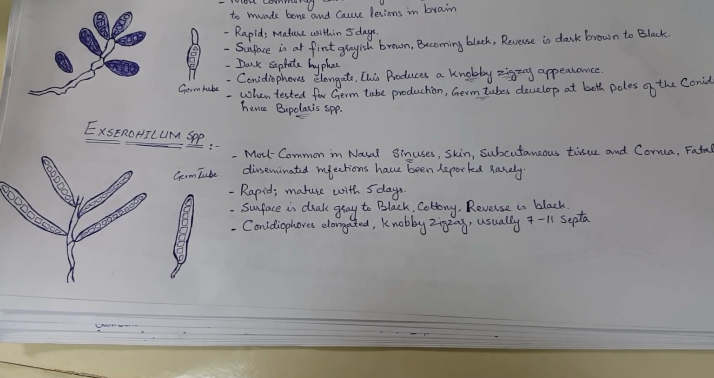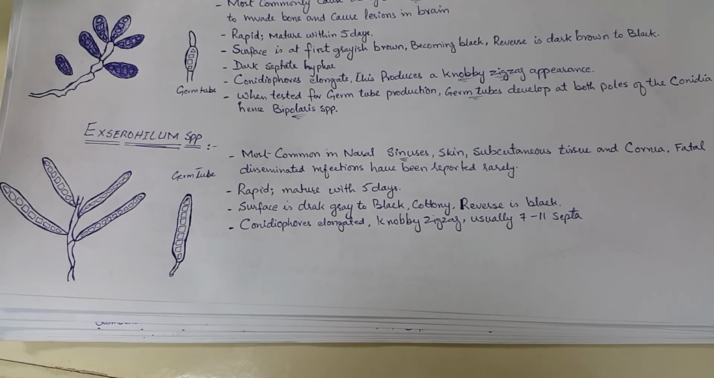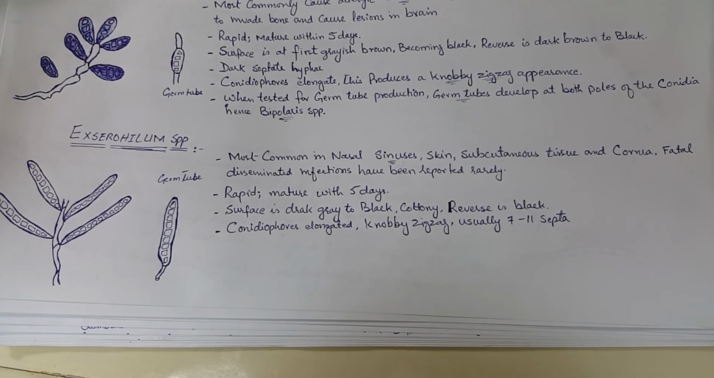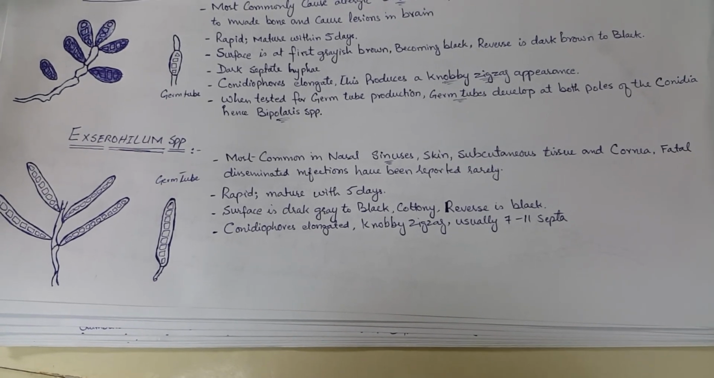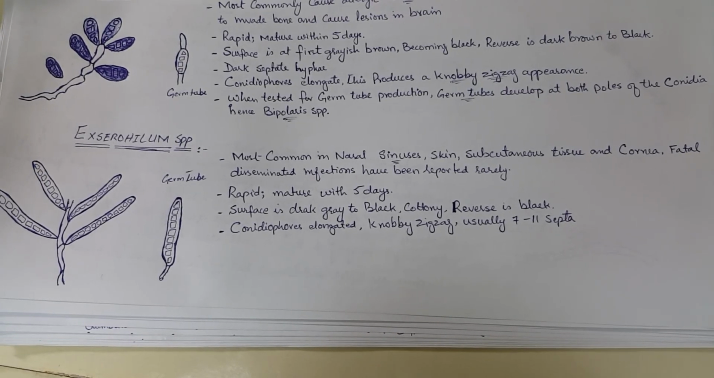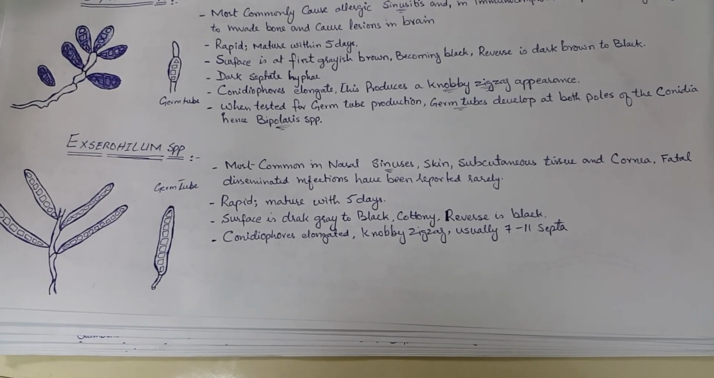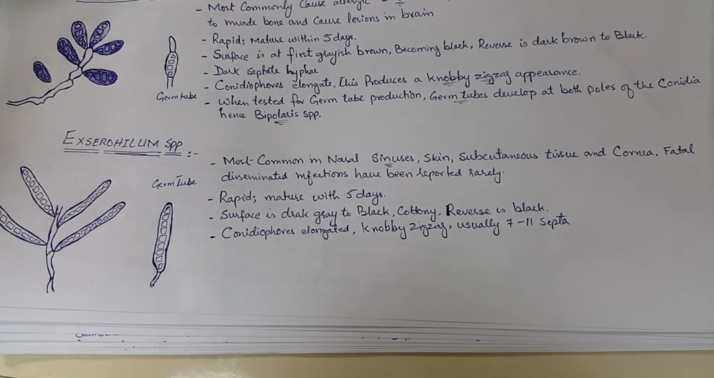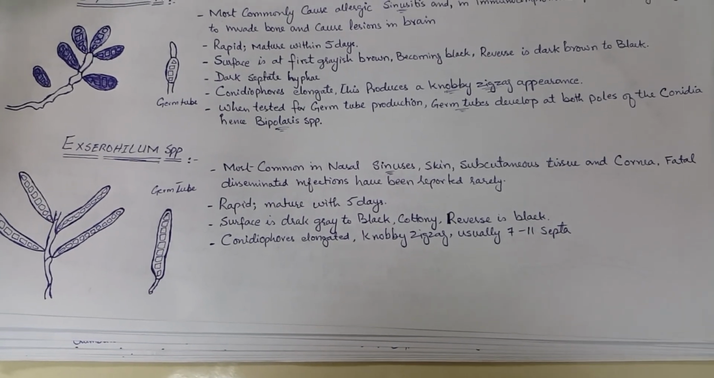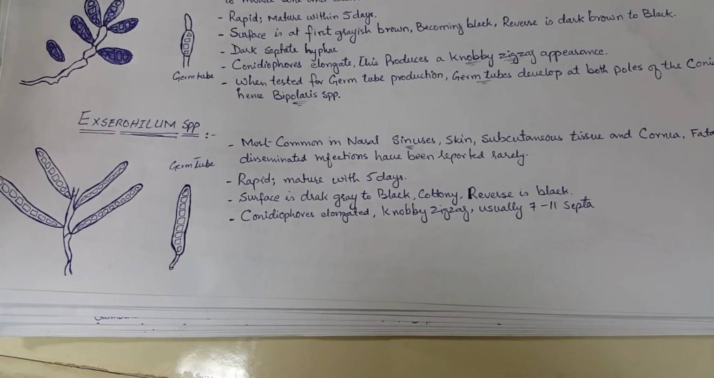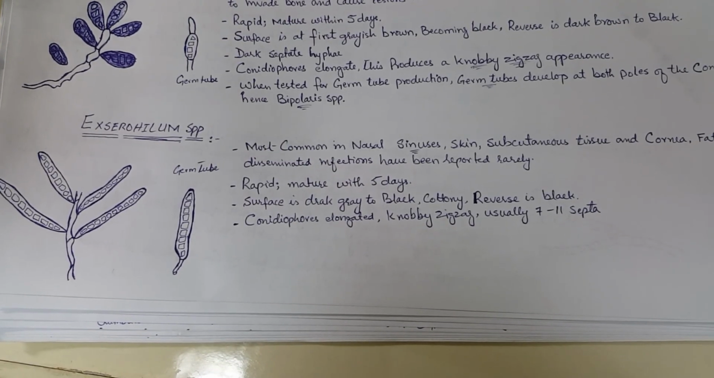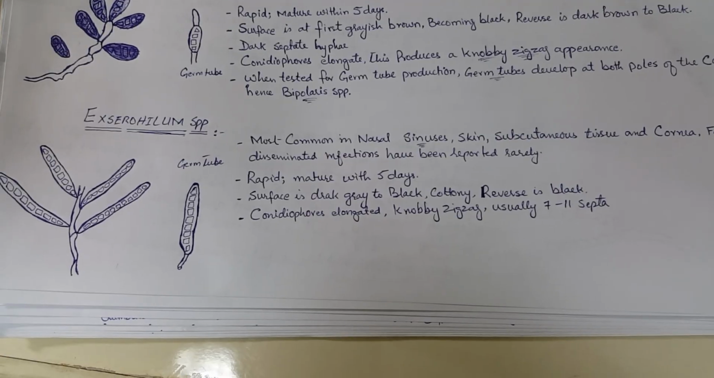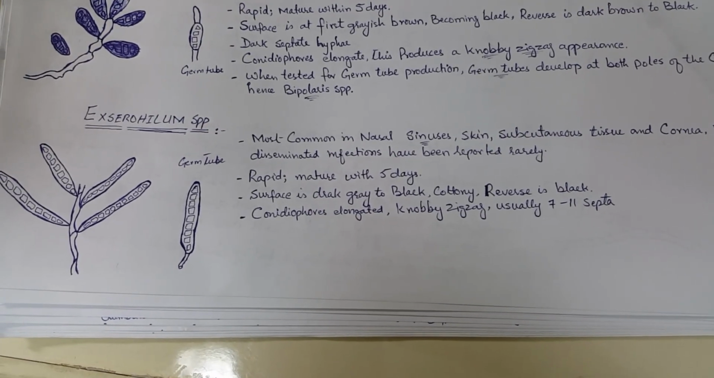Exserohilum species are most common in nasal sinuses, skin, subcutaneous tissue, and cornea, and fatal disseminated infection has been reported rarely. They mature rapidly within 5 days. The surface is dark grayish to black, cottony, and reverses black. The conidiophores are enlarged, zigzag, usually with 7 to 11 septa. If you see the germ tube, from one pole the foot appears, which differentiates this organism.